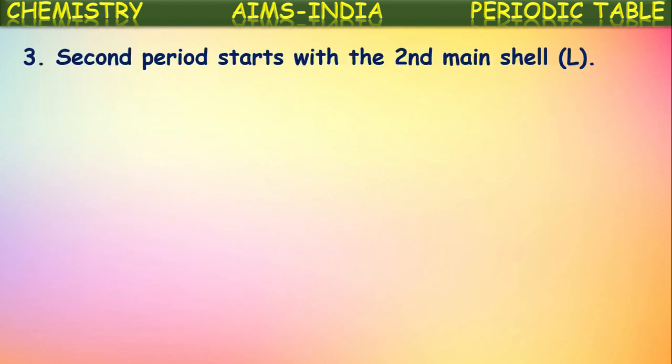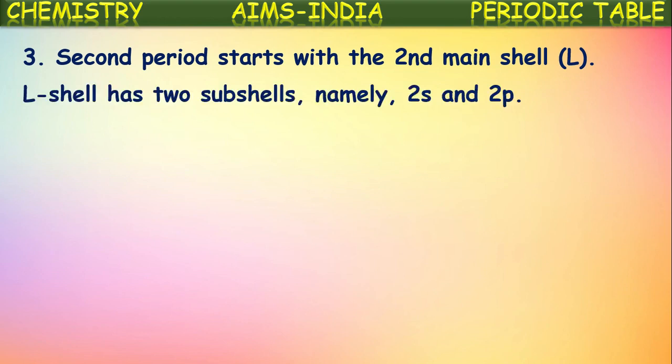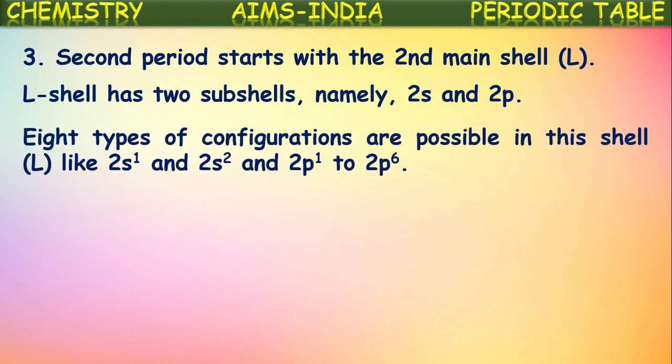Now let us see the second period. The second period starts with the second main shell, the L shell. The L shell has two subshells mainly. They are the 2s and 2p subshells. The 2s subshell has only one orbital, the 2s orbital. We know the 2p subshell contains three orbitals: 2px, 2py, 2pz. Totally how many orbitals? Four orbitals. And each orbital can accommodate two electrons. So totally 8 kinds of configurations are available, so 8 elements in the second period.